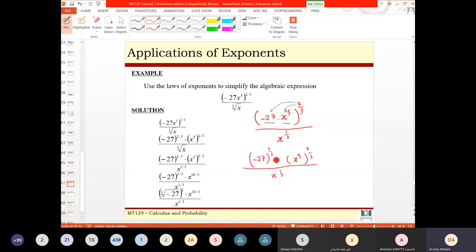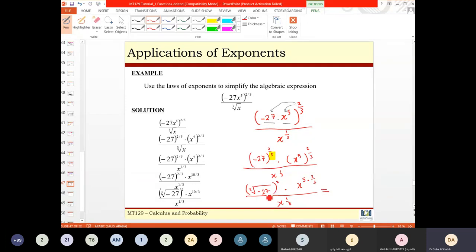So now what does it mean when I say something to the power 2/3? We agreed that the 3 at the bottom means the third root. So this will be the third root of minus 27, all to the power 2, multiplied with x^5 all to the power 2/3. Power of a power, so we multiply. So this will be x to the power 5 multiplied with 2/3, all divided by x to the power 1/3.